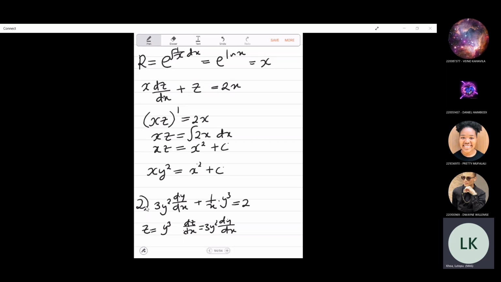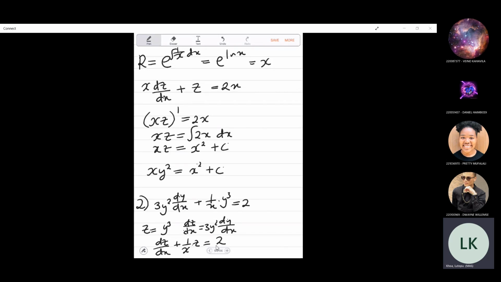And then making the substitution, I have dz/dx plus 1 over x times z, and this is equal to 2.